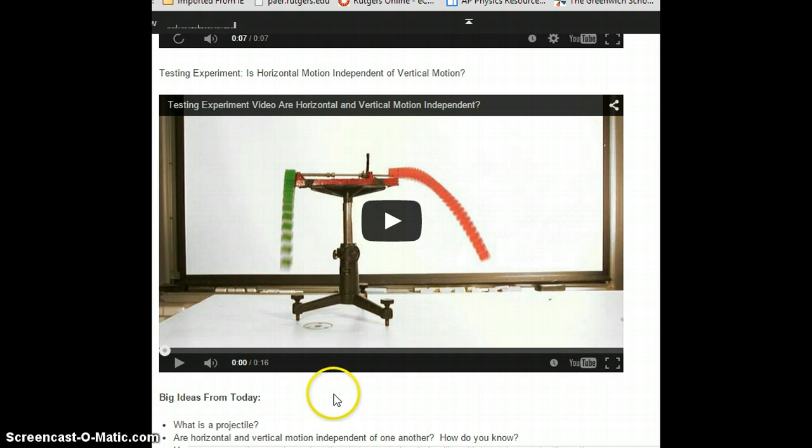And if it's true that what happens in the x doesn't affect what's happening in the y in terms of motion, then because they're being dropped from the same height with an initial velocity in the y direction of 0, they should both fall at the same time. If the fact that one of them has an x velocity matters, then they wouldn't fall at the same time.